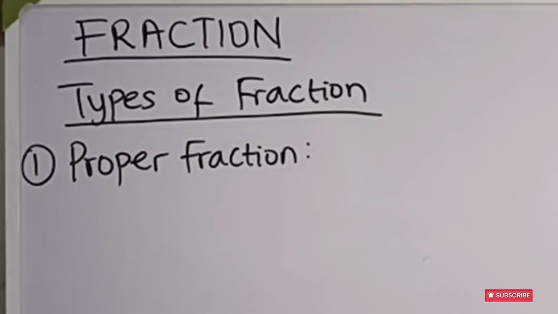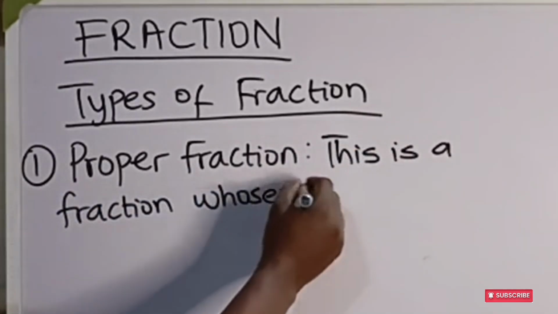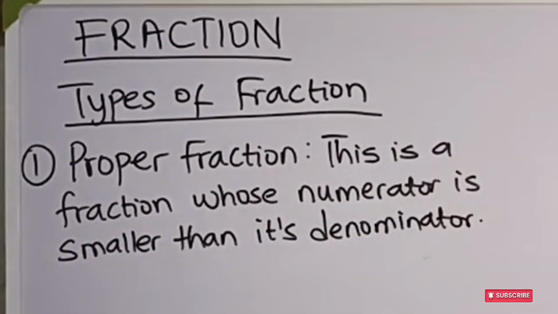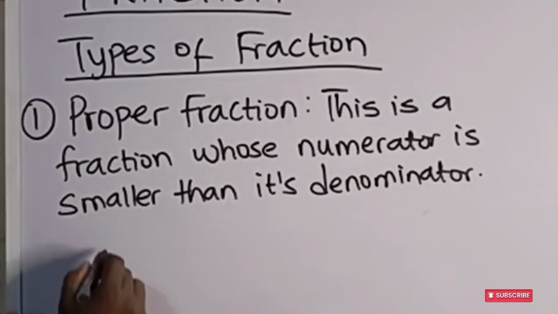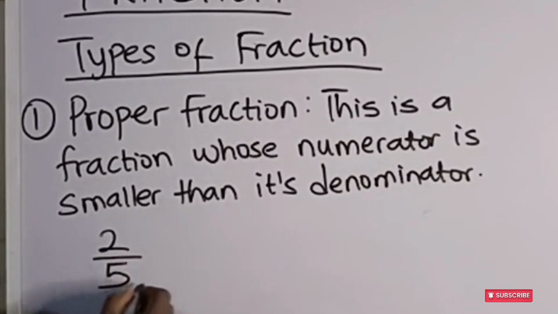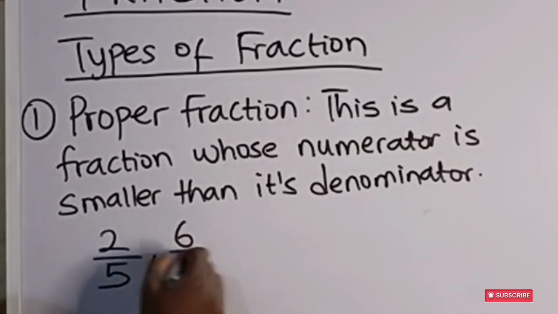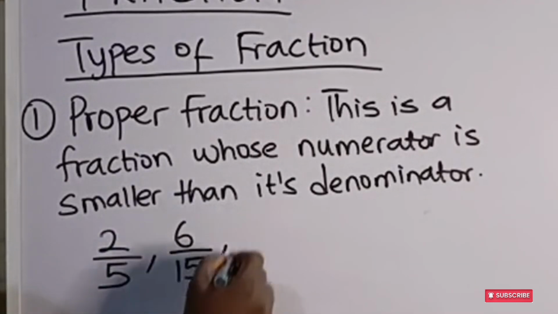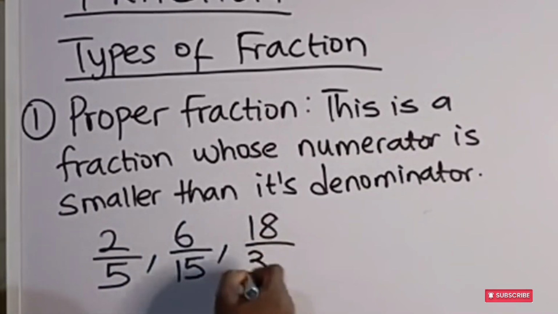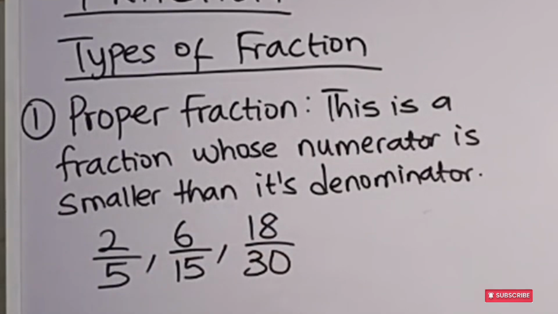A proper fraction is a fraction whose numerator is smaller than the denominator. So for a proper fraction, the number at the top, which is the numerator, is smaller than the number at the bottom, which is the denominator. So examples are 2 over 5, 6 over 15, and also 18 over 30. All these fractions are proper fractions.